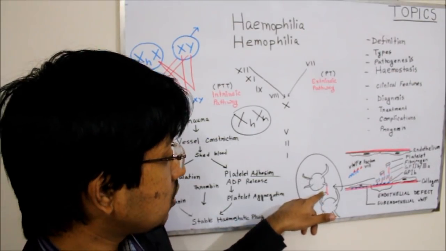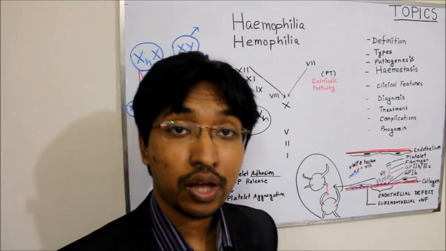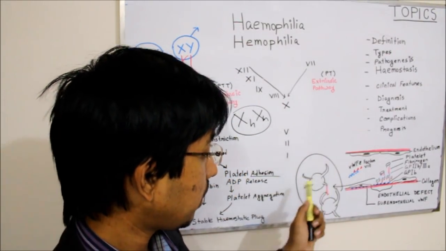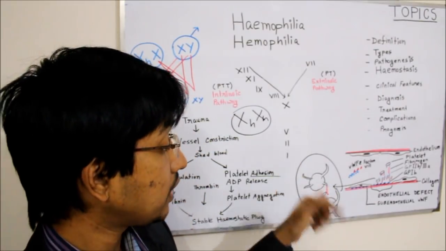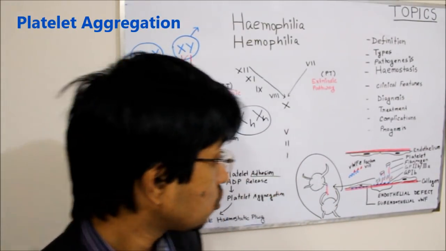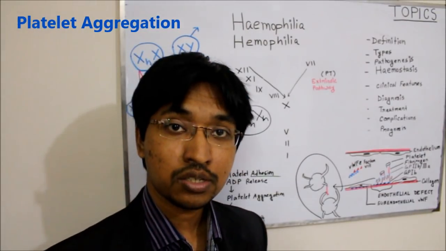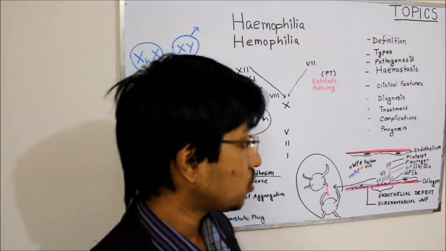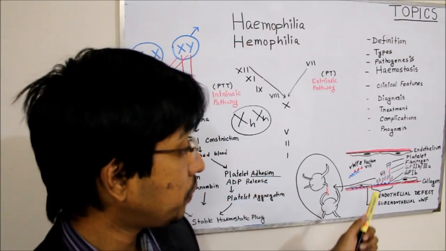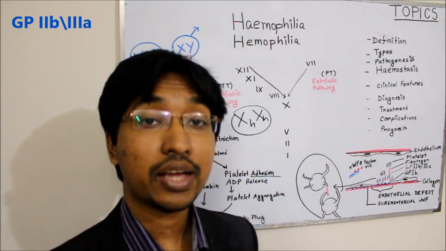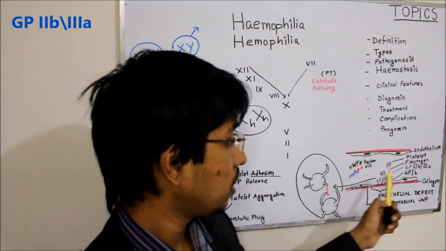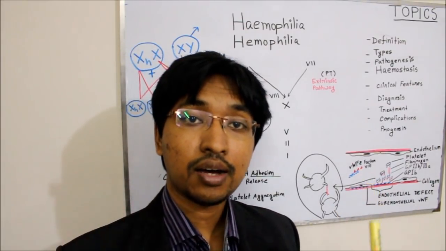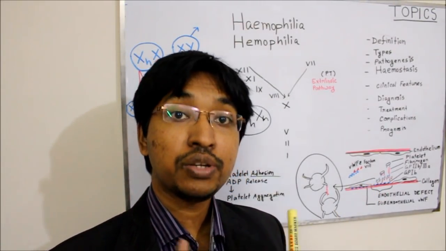So they will use these fibrinogens to act as cross-links between these platelets, and this is known as platelet aggregation. To say even in more detail, during platelet aggregation, the platelets will express GP2B3A glycoprotein on their surface, and those glycoproteins will cross-link with fibrinogen.